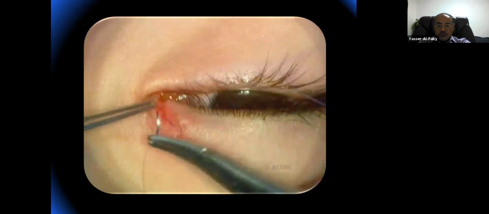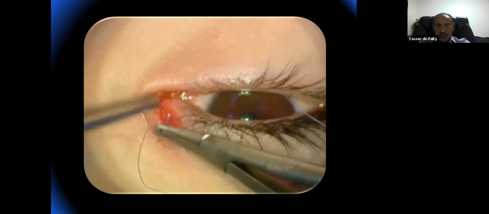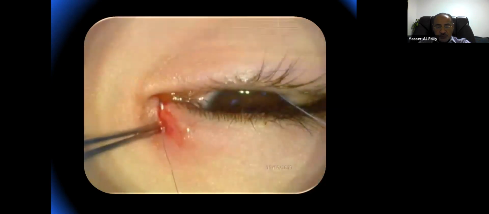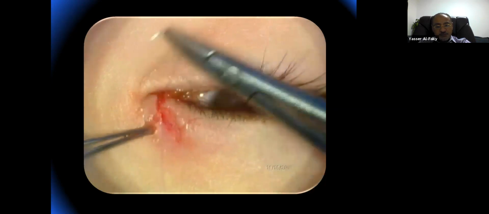And then suture with 8 Vicryl around the canalicular system. Don't engage the epithelium of the canalicular system. Don't take much suture, 1 or 2 will be enough.